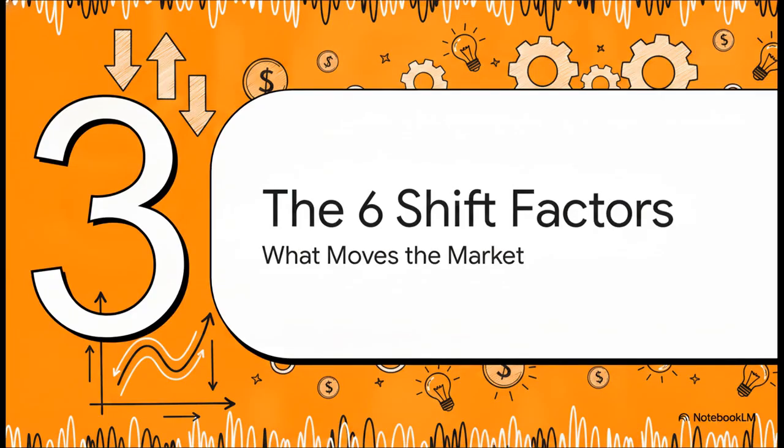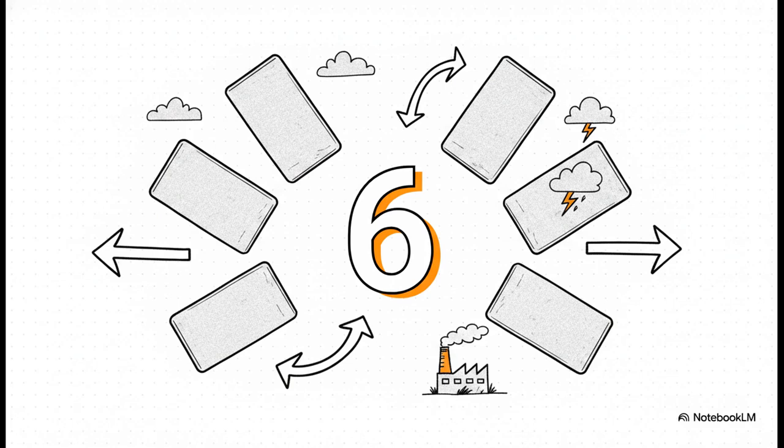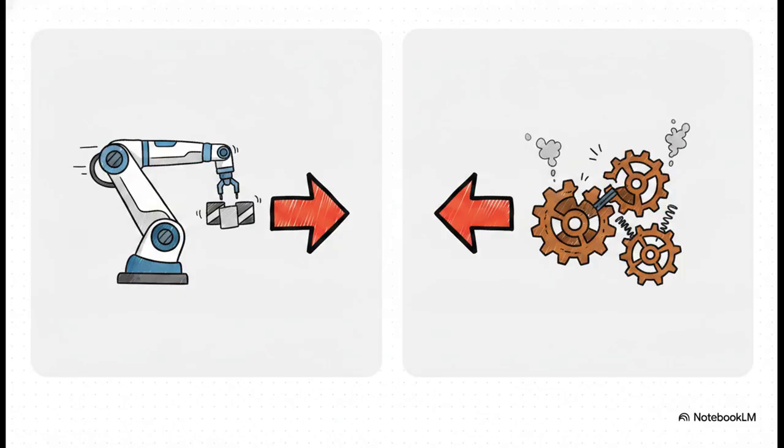Section 3. The 6 shift factors. Brace yourselves because we are going to rapid fire through the definitive list of what actually shifts that curve. There are exactly 6 external shift factors. And for our visual rule of thumb, an event that increases supply shifts the curve to the right. An event that decreases supply shifts it to the left. Let's hit the cards. Factor 1 is technology.